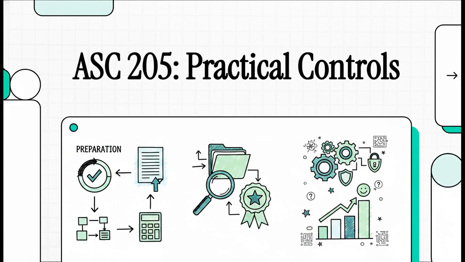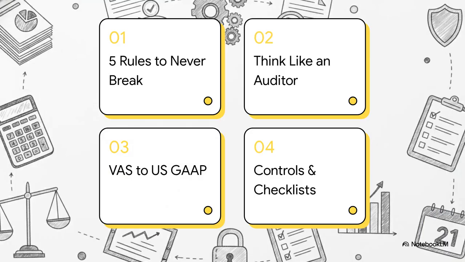Let's get to it. So here's our playbook for today. We'll kick things off with 5 foundational rules you can absolutely never break, then shift gears to auditor expectations, walk through bridging the gap between VAS and US GAAP, and finally, wrap up with your go-to period-end execution checklist.